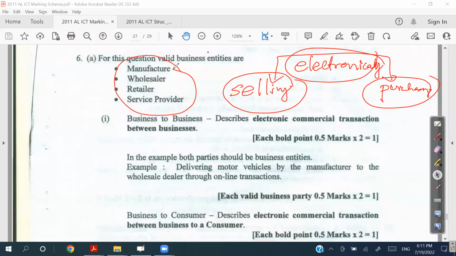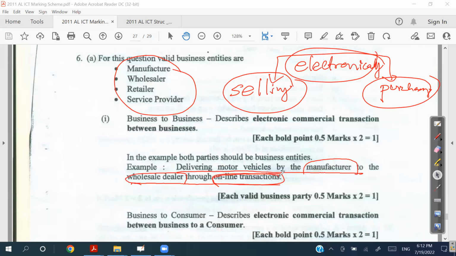Right? So here in the examples that they have given, delivering motor vehicles by the manufacturer to the wholesale dealer through an online transaction. So manufacturer is there, wholesale dealer is there, online transaction is there. Right? If you write it this way, there is no way your marks can be lost. Right? That is how you give the answer.